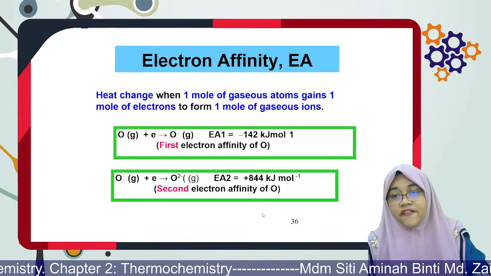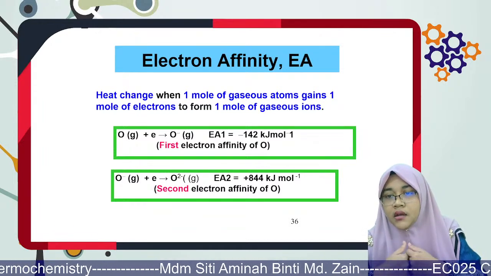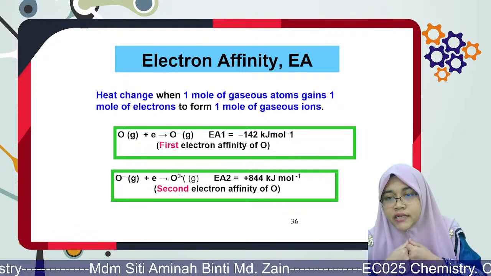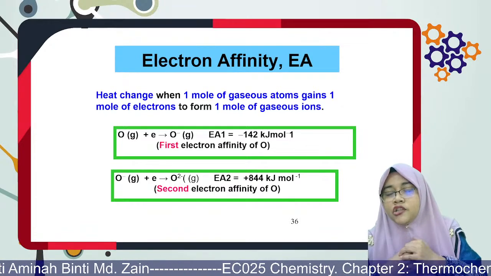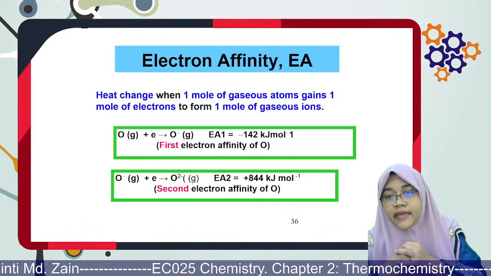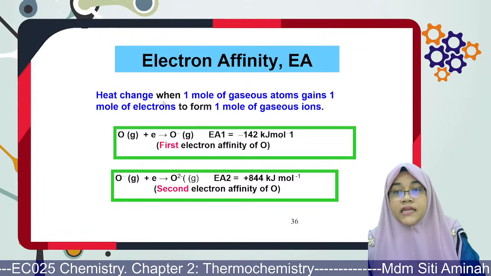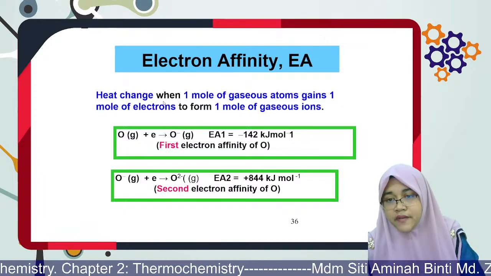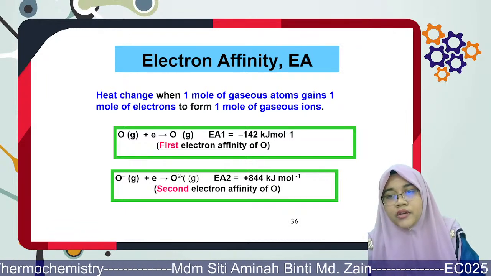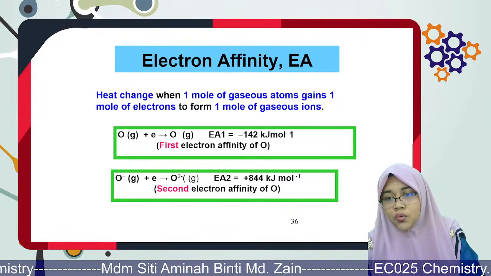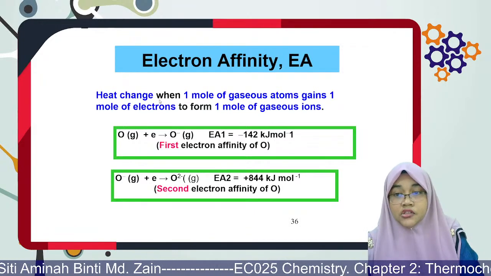What about electron affinity? Electron affinity is vice versa to ionization energy. If ionization energy wants to form a positive ion, electron affinity wants to form a negative ion. So what is electron affinity? It's about the heat change because it can be positive and negative. Okay, it can be endo and it can be exo. But ionization energy is always endo. It's always positive. Okay. So electron affinity is heat change.